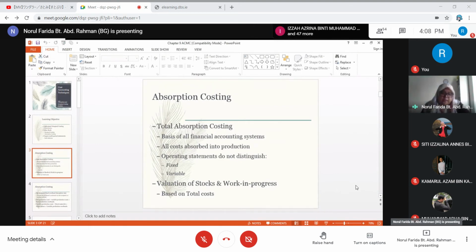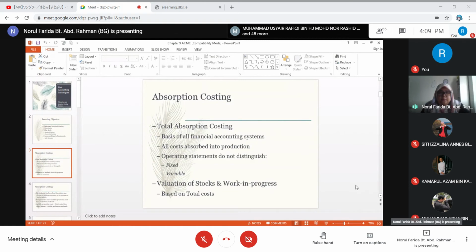So fixed production overheads and variable production overheads are apportioned to the products, and these are included in inventory valuation. So when you are going to value your inventory, you will include both the fixed production overhead and the variable production overhead. Okay, so no distinction is made between the fixed production overhead and variable production overhead cost. There is no difference at all. It means you add both, your fixed and your variable.